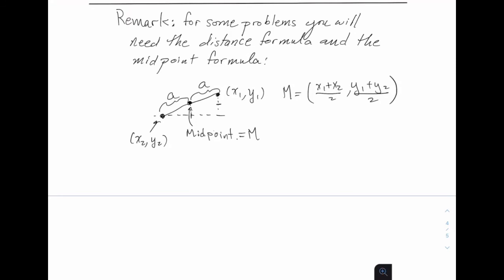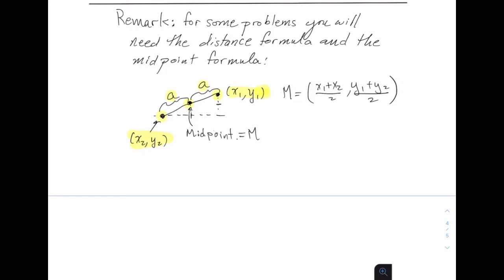So some problems in the assignment, you will need the midpoint formula, and you'll also need the distance formula. I discussed the distance formula earlier. Here is the midpoint formula. Suppose you have 2 points, x1, y1, and x2, y2. The midpoint is the point that is on the line connecting them and is exactly in the middle, so that the distances between each point and the midpoint is the same. Okay, that's called the midpoint.